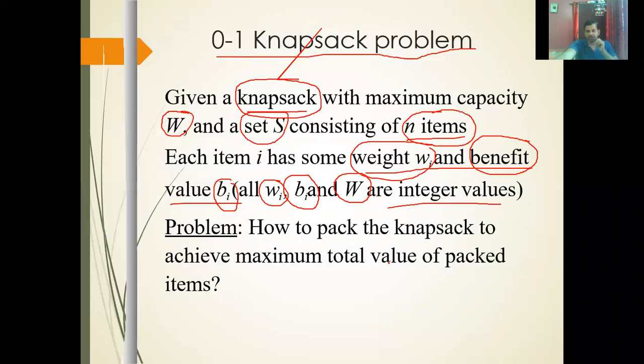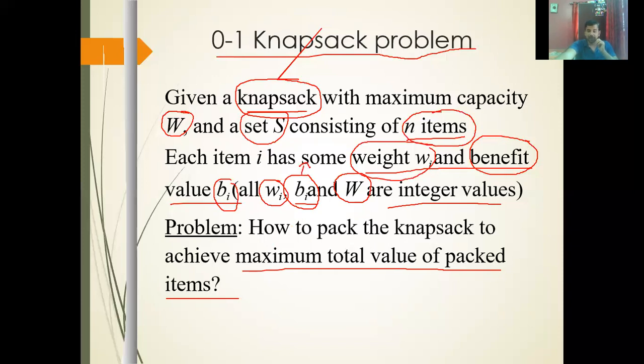So the goal in this particular problem is we have to pack the knapsack to achieve a maximum total value of the packed items. I'm supposed to insert the items into the knapsack in such a way that I yield the maximum benefit or profit. That's my ultimate goal. You can insert any of the items into your knapsack, we don't mind, but I should get the maximized benefit.